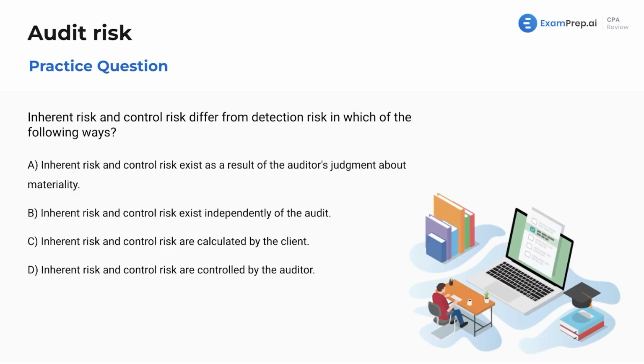All right, here we are. Next up, inherent risk and control risk differ from detection risk in which of the following ways? We know we have our 3 risk types that belong in our audit risk formula, and we've got that. We've beaten that to death. This is good practice. So they differ from detection risk in which of the following ways?